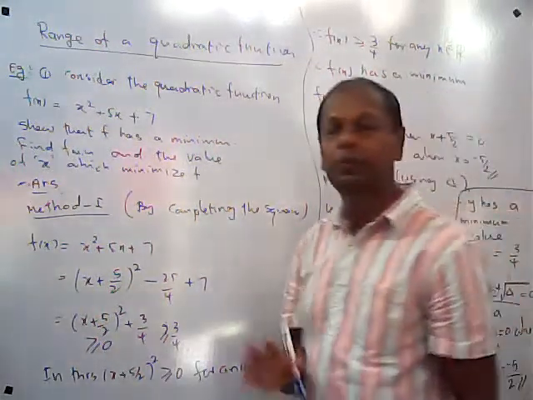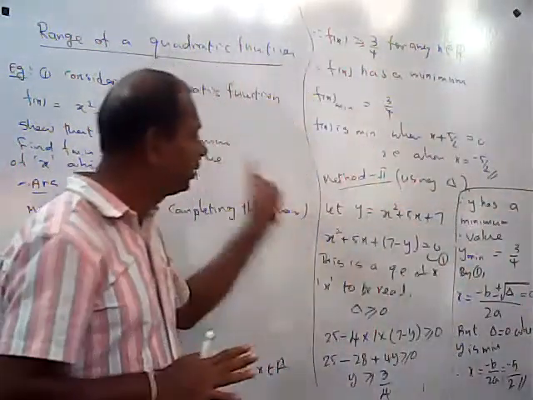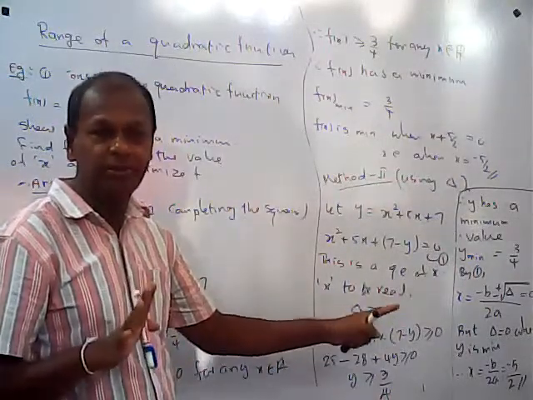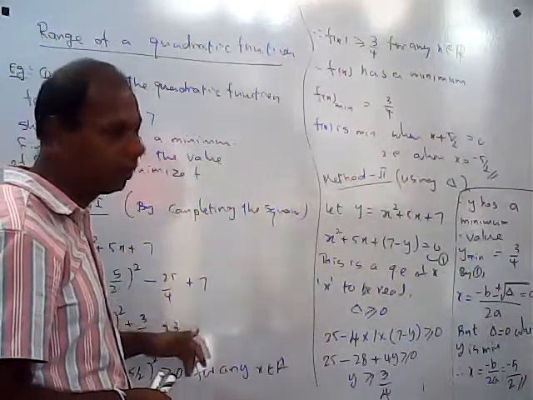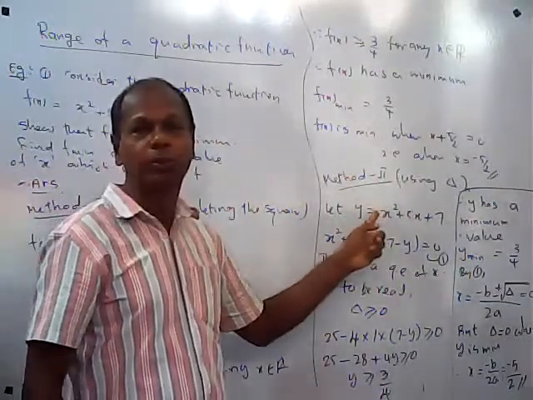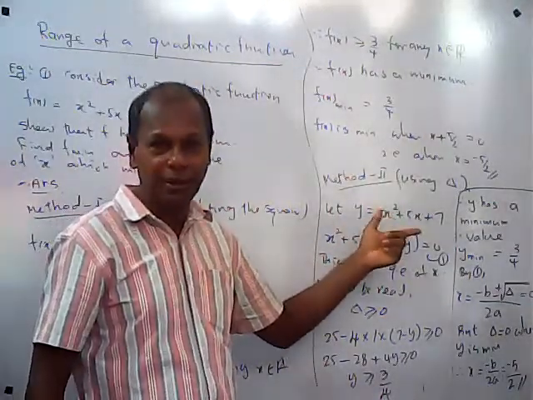Okay, everybody. So we have two methods. Both the methods give the same answers, exactly the same answers, right? Method 1 by completing the square, that's like O/L math. Method 2, your new theory, delta, right?